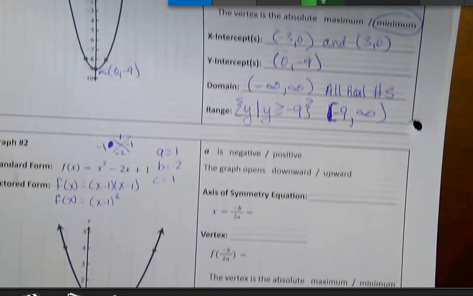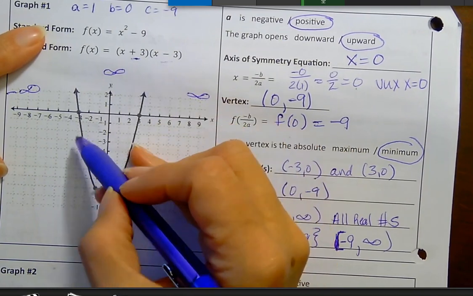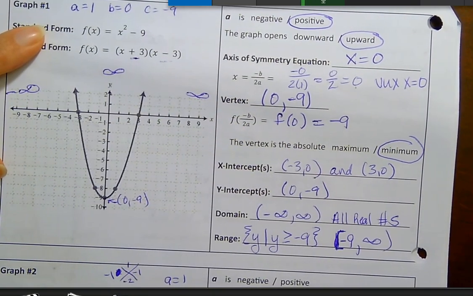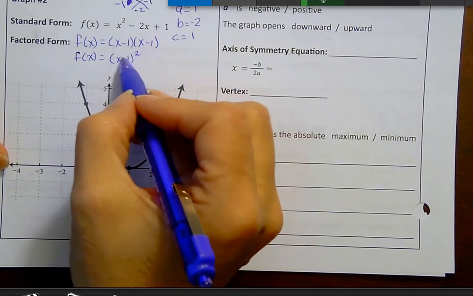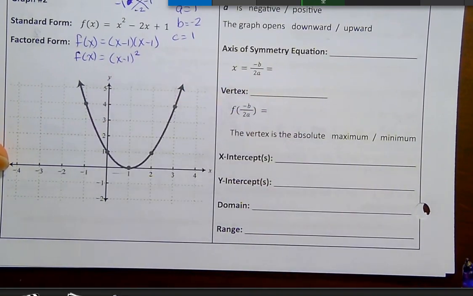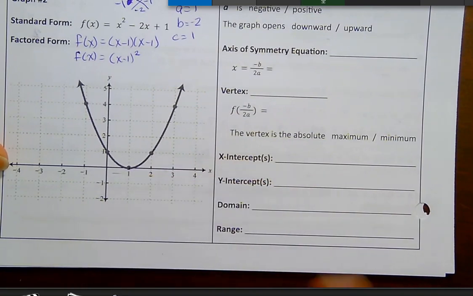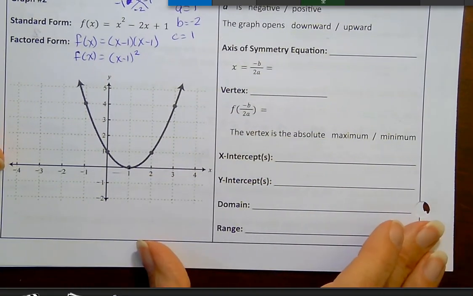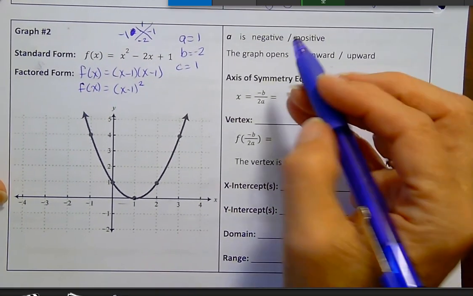Okay, here we had two binomials. We had two x-intercepts. Here we have one single, distinct binomial, and we have one single x-intercept. All right, so let's take a look at our other box over here.